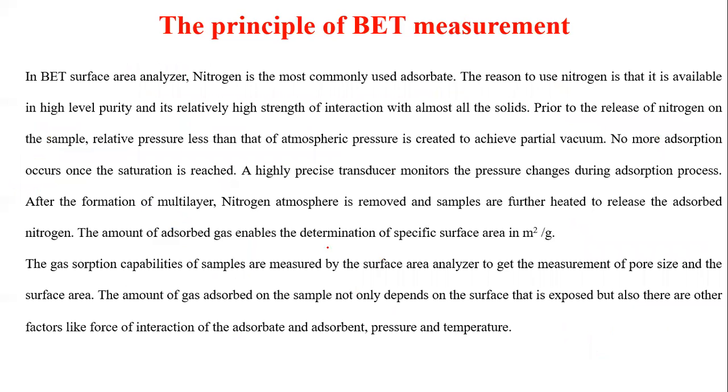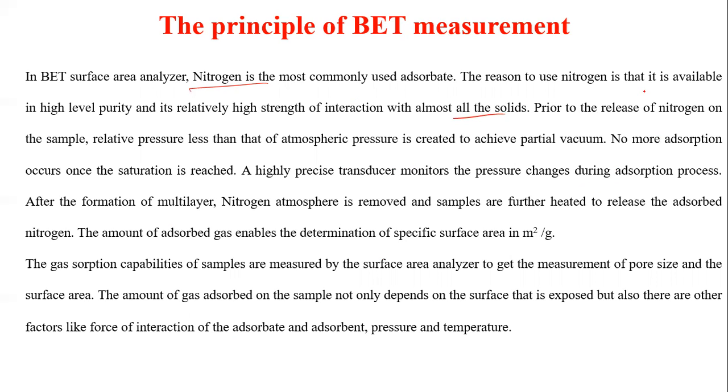Now let's move on to the principle. What is the principle of BET measurement? In most BET measurements we use nitrogen, but if there is some problem with nitrogen, you can use carbon dioxide, argon, and so on, depending upon the nature of your material. The reason for using nitrogen is, one, it is available in a high level of purity, and second, it has a relatively high strength of interaction with almost all solids. So with most solids, nitrogen shows strong interaction. That's why in BET we use nitrogen.